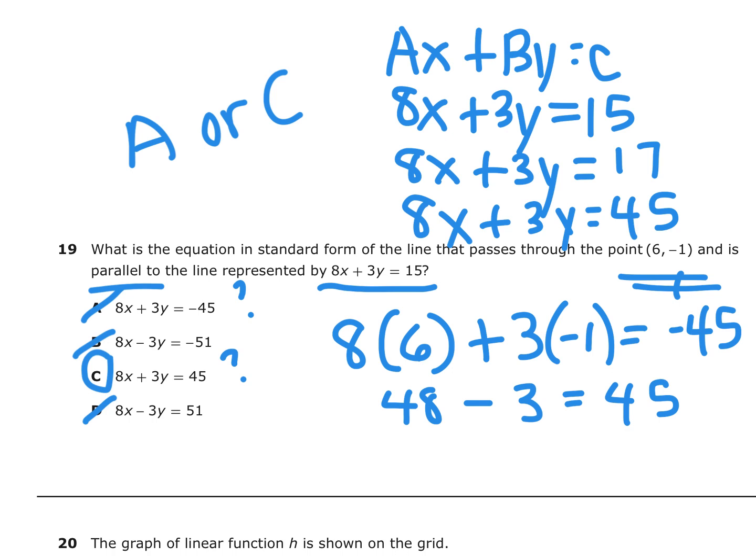You could also graph this equation, and you could graph the answers, and make sure that when you look at the table of values, it includes the point (6, -1). And that means that point is on that line, and that would be your answer.